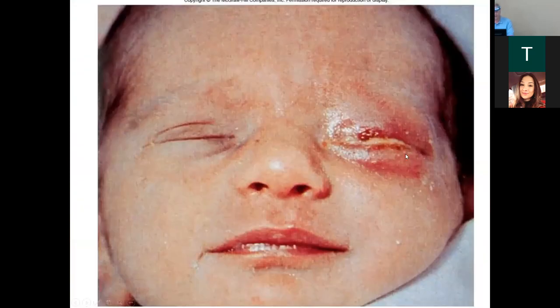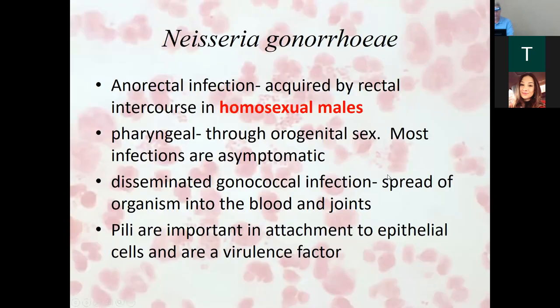So here is definitely infection. The anal rectal infection, intercourse, homosexual males, but we don't put homosexual there. We put normal sexual partner. Anal sex is not exclusive for males. Pharyngeal, through oral genital sex. Most infections there are asymptomatic.